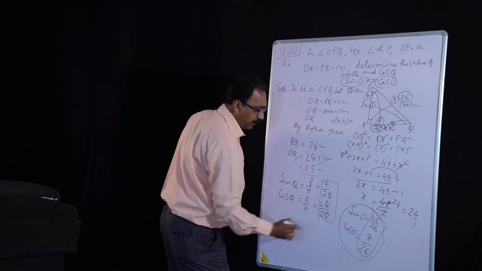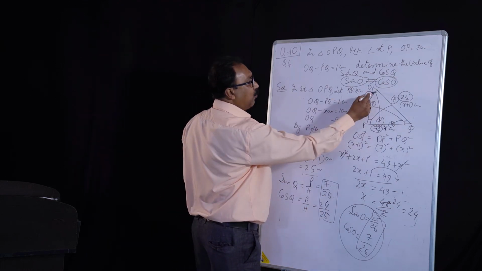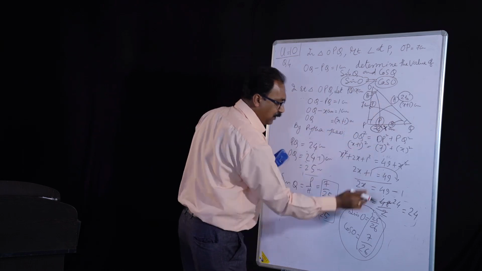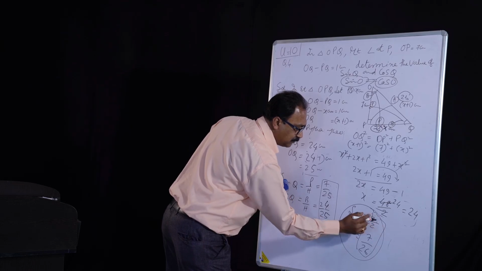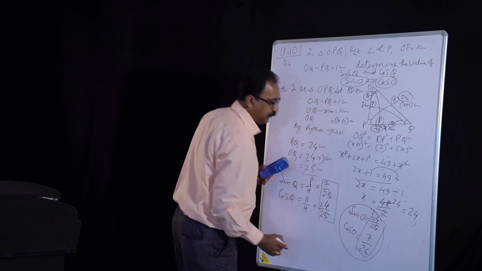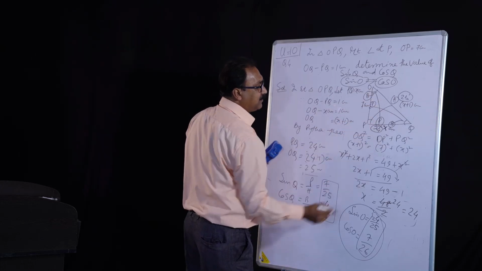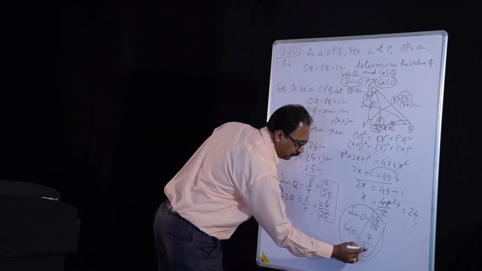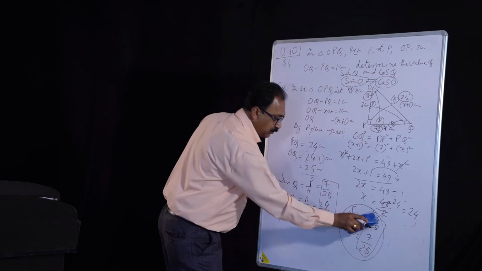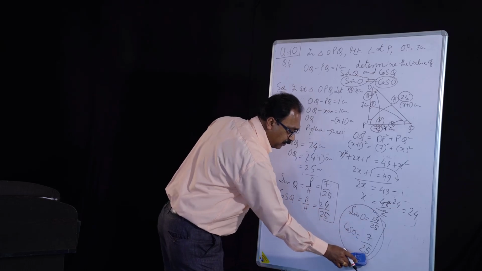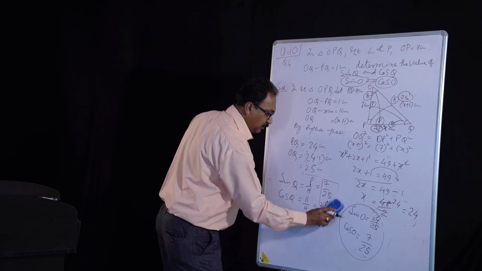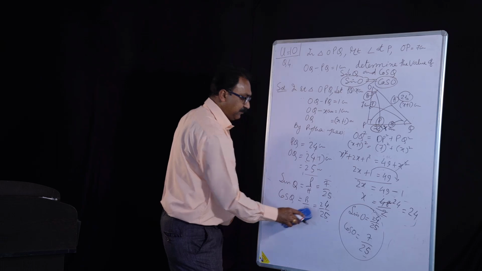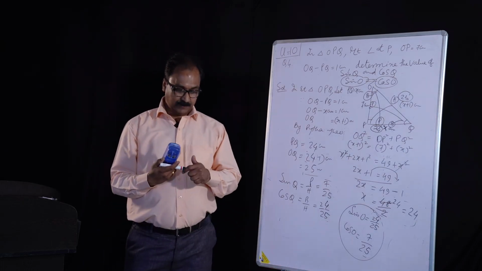24 by 25. Then I told you if they ask sine theta, perpendicular by hypotenuse, so sine means perpendicular by hypotenuse, 24 by 25. So please correct this to 24 by 25. And cos theta is base by hypotenuse, for this angle the base is 7 by 25. So this correction has to be made because it's a very important question also, and I am so sorry I overlooked this part. I am so happy the feedback came.